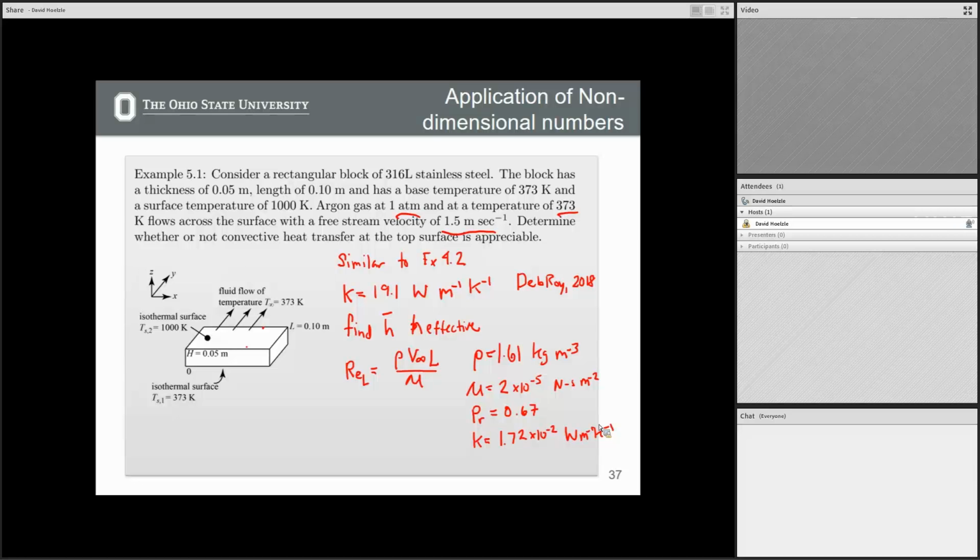Okay, all right. So for the Reynolds number of this flow, you can plug all these in, and you'll get a Reynolds number at the back edge of this plate of 1.21 times 10 to the 4. Oftentimes we consider the transition between laminar and turbulent to be around 10 to the 5th for flow over a flat plate. So the main message here is that we have laminar flow.